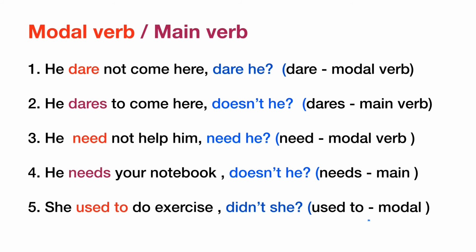First one, he dare not come here. Dare he, dare here is modal verb. Next, he dares to come here. Here dare is main verb. That's why doesn't is used as the subject is singular. Doesn't he? He need not help him. Need he? Need is modal verb. He needs your notebook. Needs is main verb. Doesn't he? She used to do exercise, comma, didn't she? Used to is modal verb and we use did to form question tag.